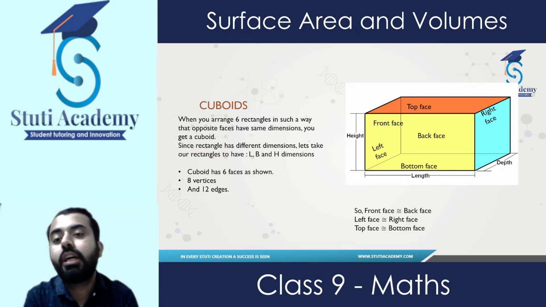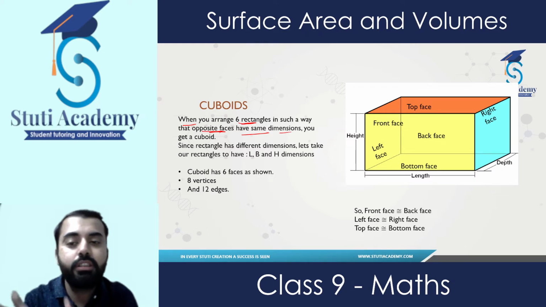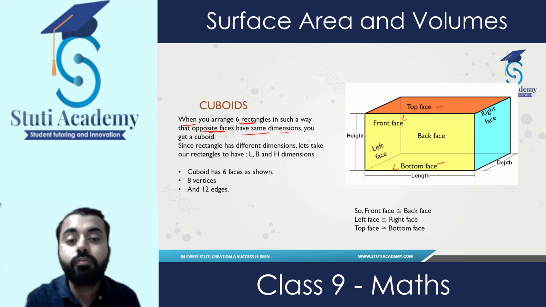So, starting with this, I have my keyword. A cuboid is what you get when you arrange six rectangles in such a way that opposite faces have the same dimensions. If you take two rectangles which are congruent to each other, and put them at the top face and the bottom face, they must share the same common dimensions. If the top face has length L, the bottom face must also have length L. If the top face has a breadth B, then the bottom face must also have a breadth B.